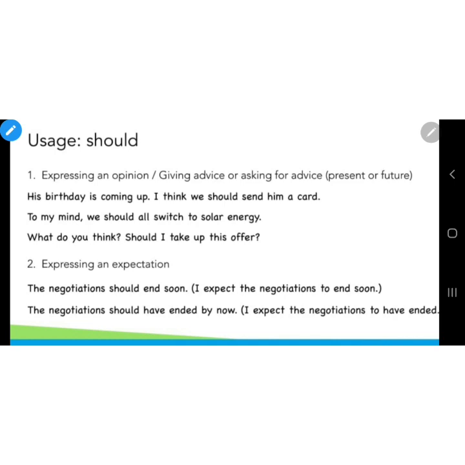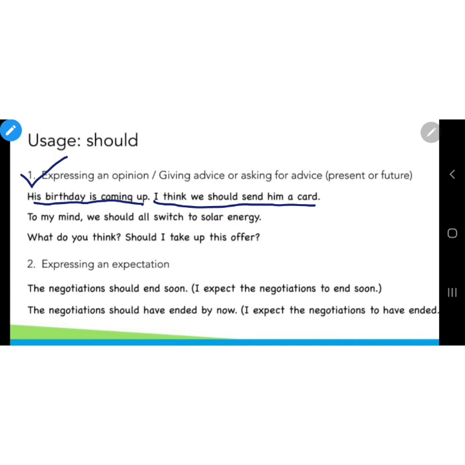So today let us start with should. Usage of should: expressing an opinion or giving advice or asking for advice in present or future. For example, his birthday is coming up. I think we should send him a card. So you see, I think we should send him a card. So I'm expressing my opinion.